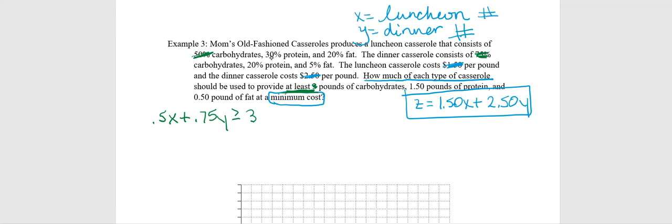Now I'm going to protein. So I have 30% protein, I have 20% protein, and my protein needs to be at least 1.5 pounds. So those numbers are done. Then I have my fat numbers. So I have 0.2x plus 0.05y is greater than or equal to half a pound of fat.